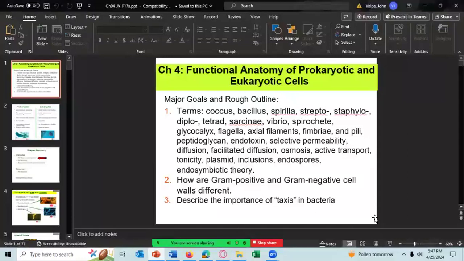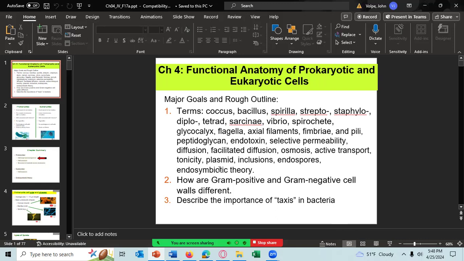So always know the terms. What's a coccus, a bacillus, a spirilla? These are different shapes of bacteria. What's a streptococci? What is a staphylococci, meaning what's strepto, staphylo, diplo, tetrad, what's a sarcina, what's a vibrio, what's a spirochete, what's the glycocalyx, what's a flagella, axial filaments, a fimbriae, a pili, peptidoglycan, we've already talked about that one. Endotoxin, what's an endotoxin? What is selective impermeability? What's diffusion? Facilitated diffusion, osmosis. What is active transport? Tonicity. What is a plasmid? What are inclusions? Endospores. And lastly, we will talk about the endosymbiotic theory.